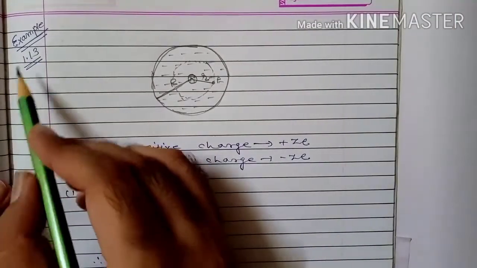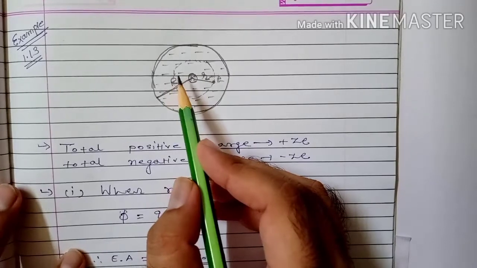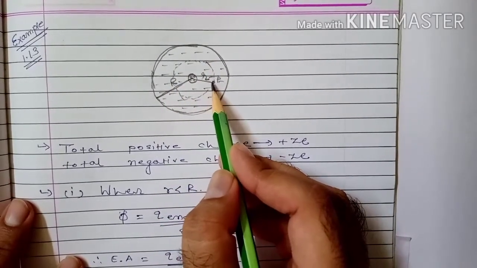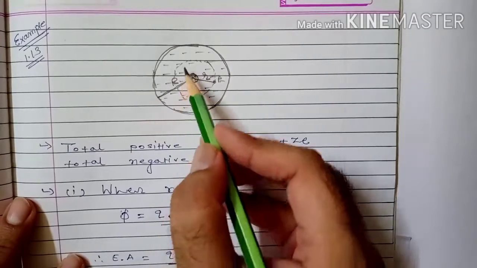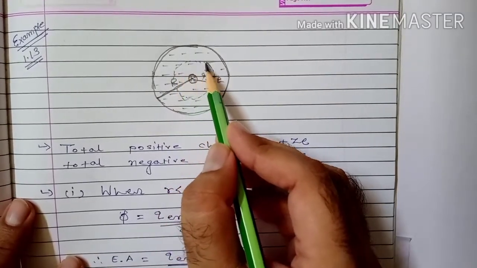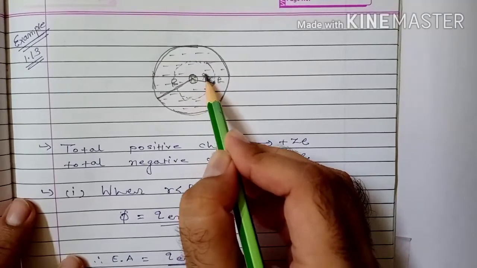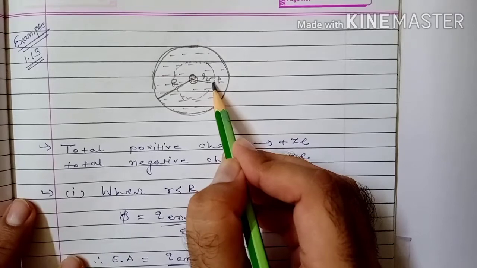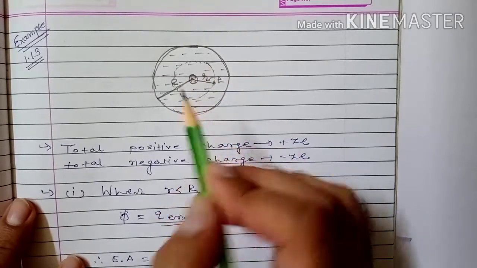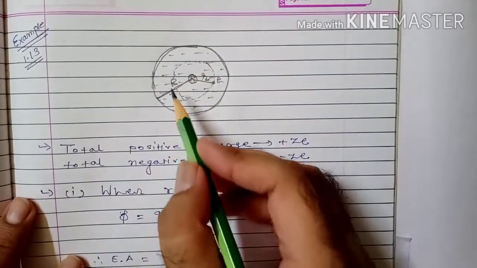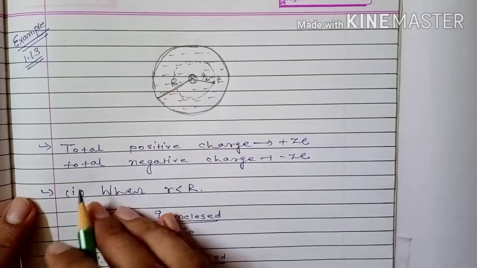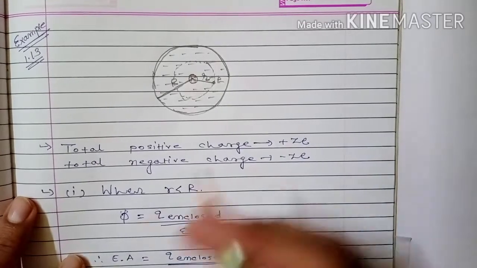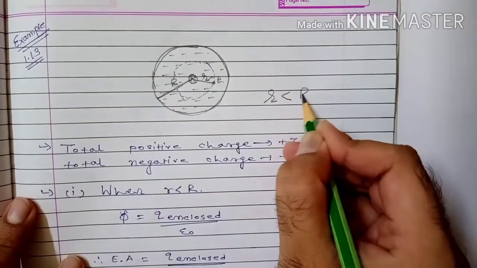Now the solution of example 1.13. Here first we will find the electric field inside the atom. So I am considering one point P inside the atom, and let me consider one Gaussian surface having radius r. This is the spherical surface which I am considering, and point P lies on this Gaussian surface. Radius of the atom is capital R. Radius of the Gaussian surface is small r. Here r is less than capital R.